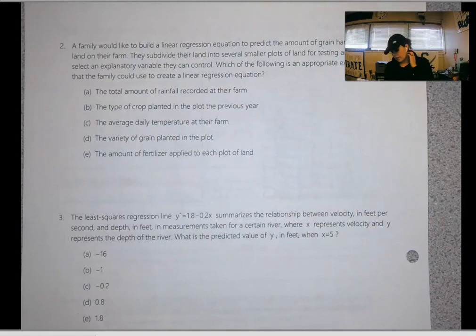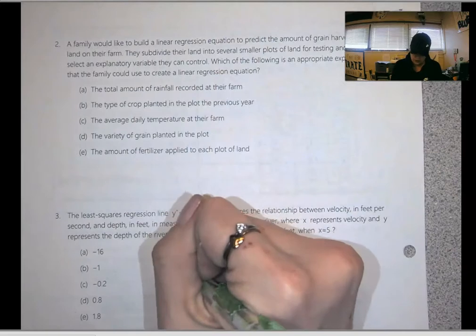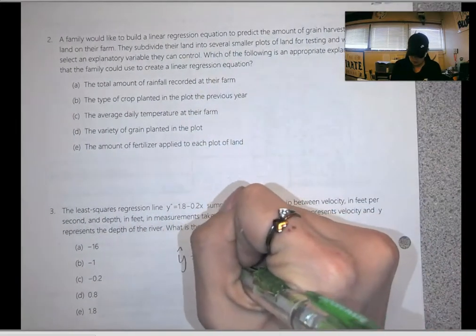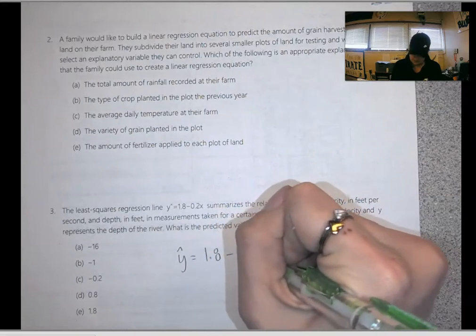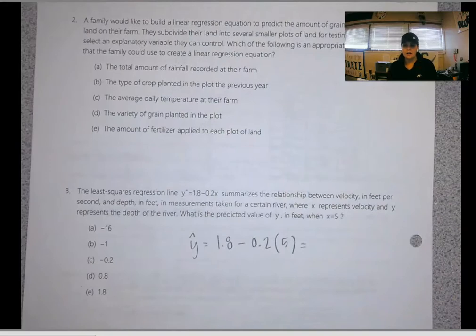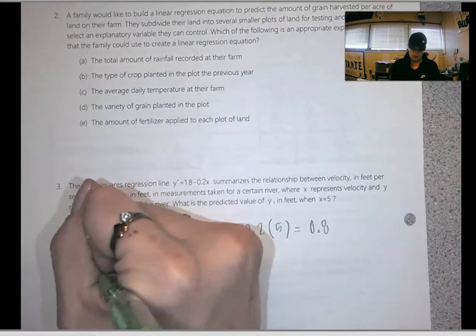Okay, I want to start with number 3 because that's the easier one to me. Hopefully you practiced showing work. So y hat equals 1.8 minus 0.2 times 5. You plug all of that into your calculator. You get 0.8, or delta.